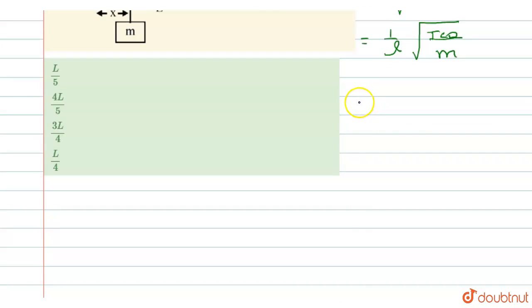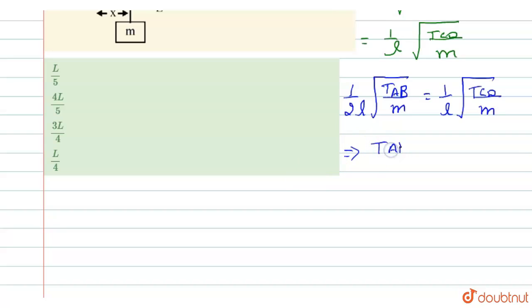Now, given that the two frequencies are equal, so we can equate this: 1 by 2L root TAB divided by M is equals to 1 by L root TCD divided by M, which implies TAB divided by 4 is equals to TCD, or that implies TAB is equals to 4 times TCD. This is the first equation.